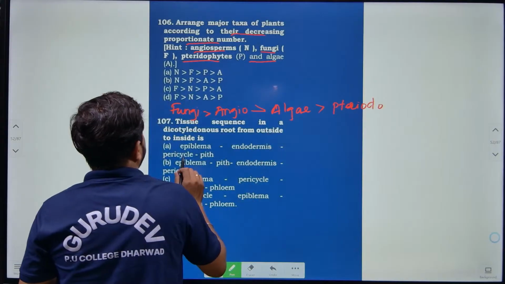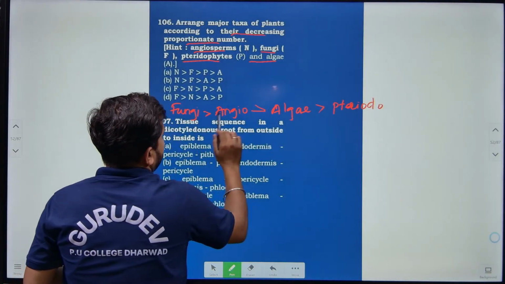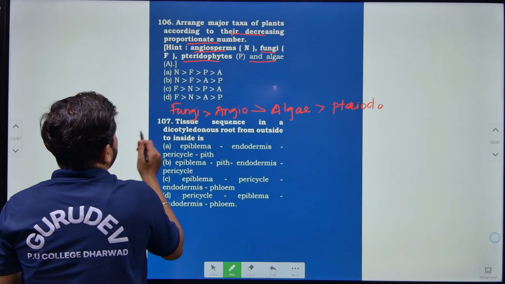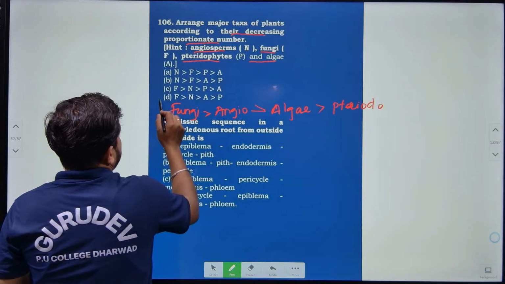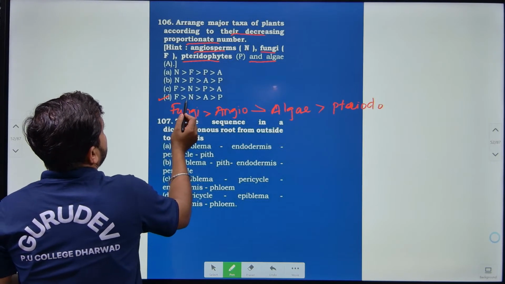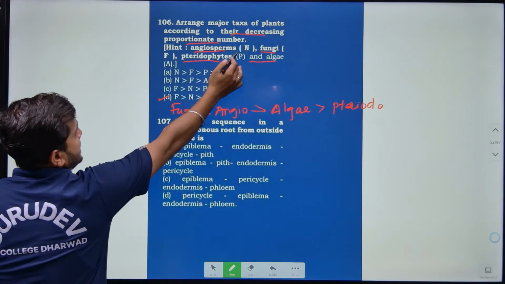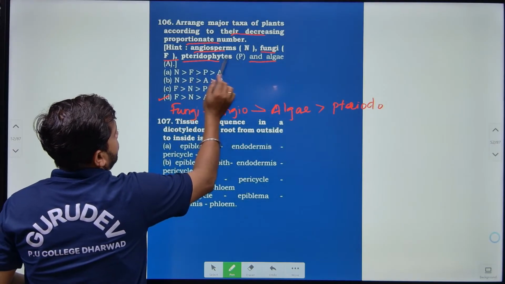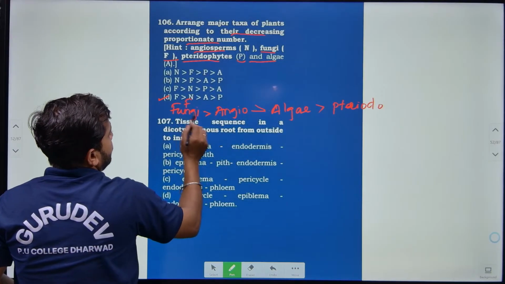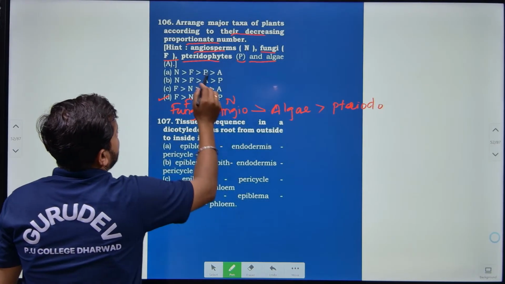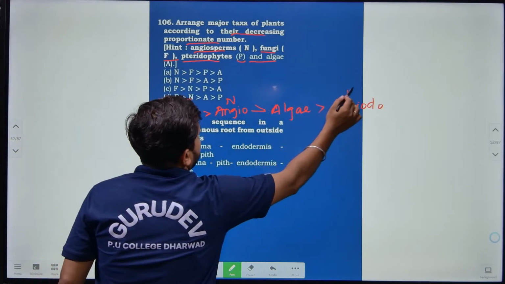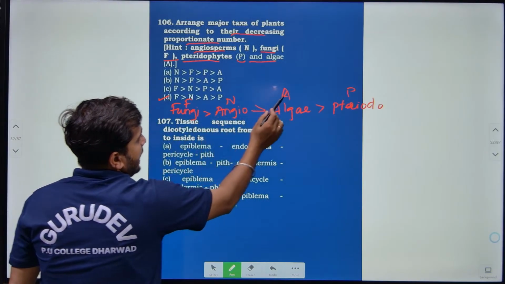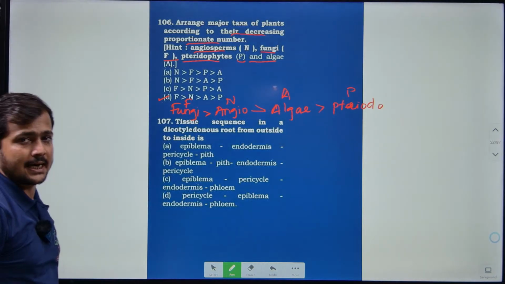Alright, so based on that, if you consider F, A, A and P, that is what we have to find out over here. So with respect to that, option D is correct, right? So based on the numbering, fungi for F, then angiosperm is for N, pteridophyte is for P, and algae is for A. So the sequence will be like F, N, A and P. So that is why option D is correct here, right?